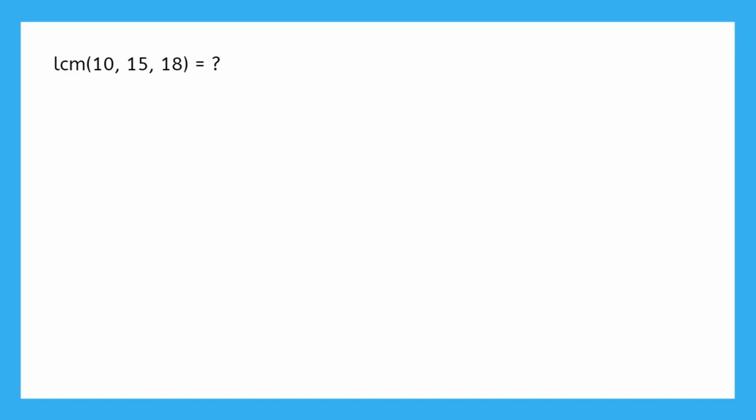This question is asking, what is the least common multiple of 10, 15, and 18? Let's do this one with prime factorization now that we know how quickly it works. So if I do my prime factorization tree for 10, I have 2 and 5, and that's it. Those are the prime numbers.